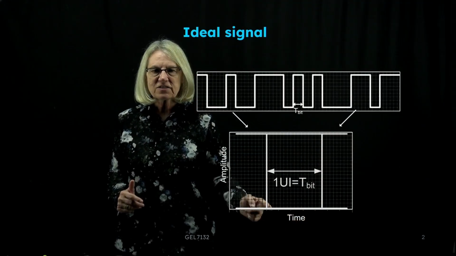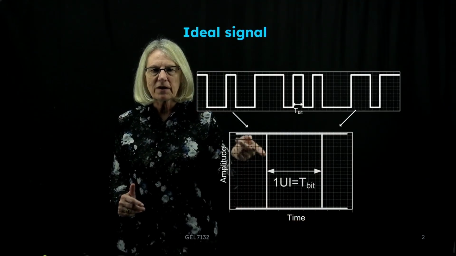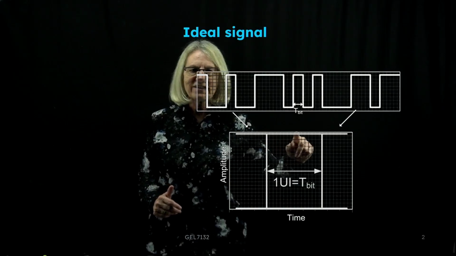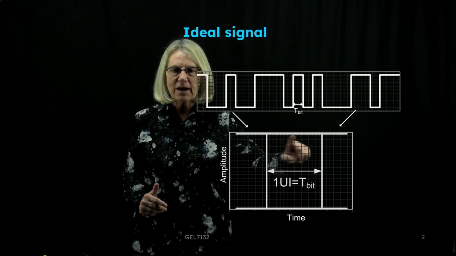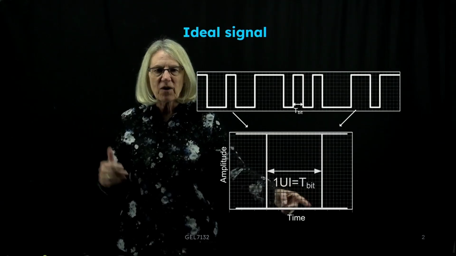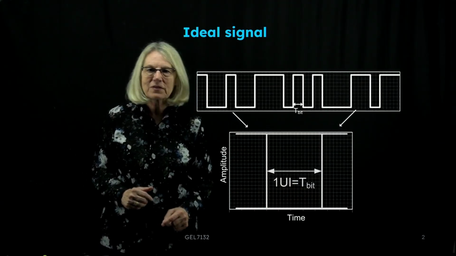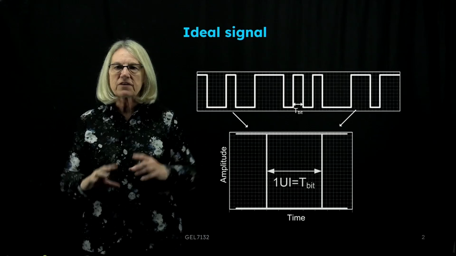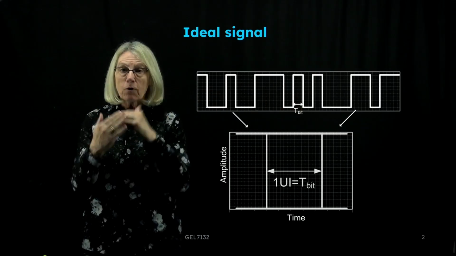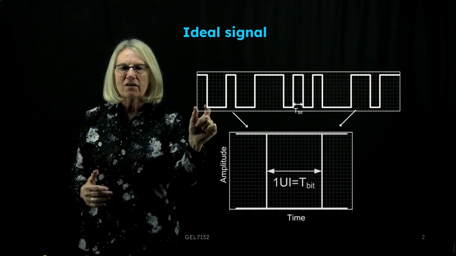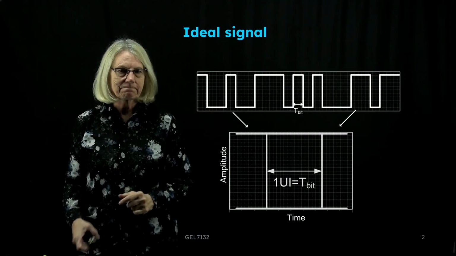Here's the transition going up from a 0 to a 1. Here's the transition going down from a 1 to a 0. Here's the time when I'm stuck at 1, when I'm staying at 1. Here's the time when I'm staying at 0. So this is the concept of taking a time series, folding it on itself, and the folds that we're doing are determined by the bit time.